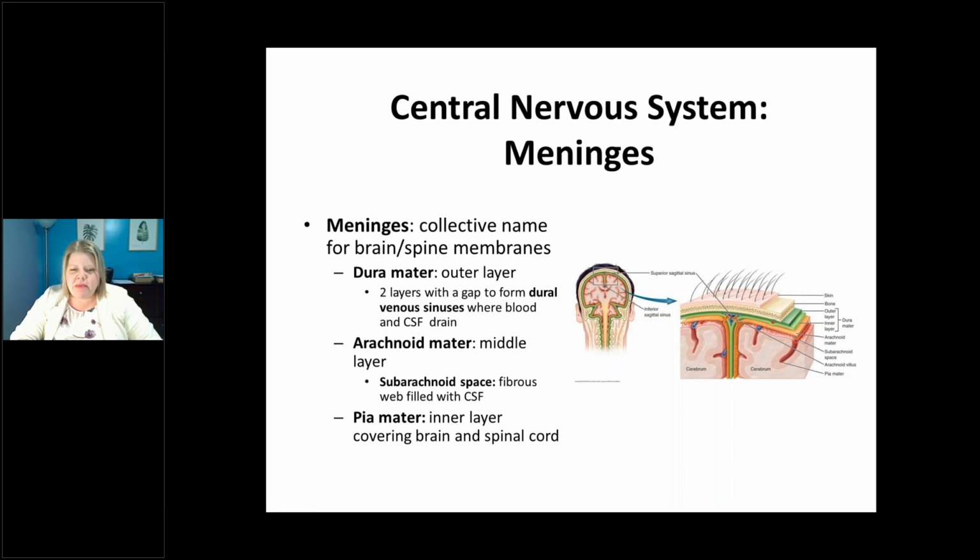Okay, so the meninges that I mentioned before is one of the parts of the system that protects the central nervous system. So we have 3 meninges, and in order from the most outside or superficial to the most deep is how we're going to layer these. The dura mater is the outer layer, and it literally translates to tough mother. It's 2 layers that have a gap in between to form something called the dural venous sinus. This is where blood and cerebrospinal fluid can drain.